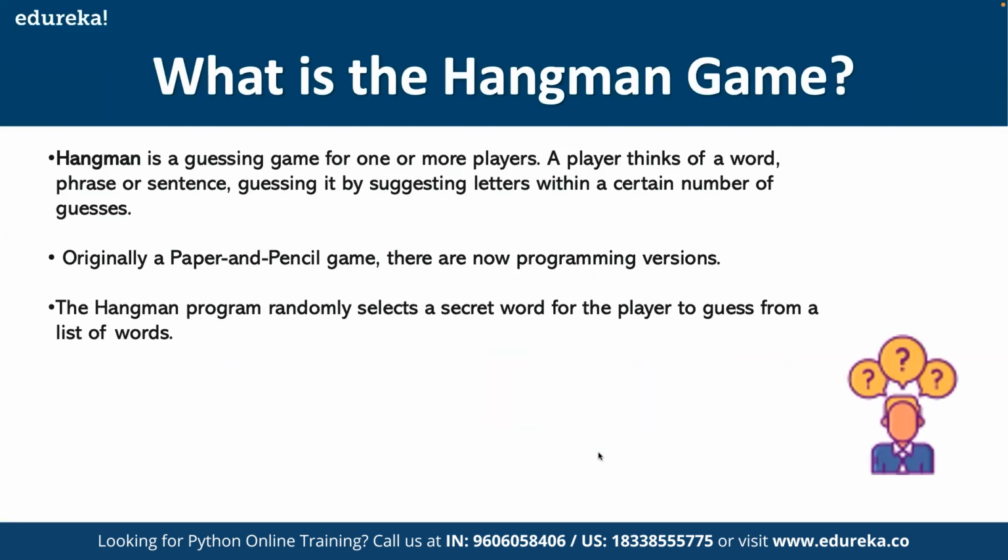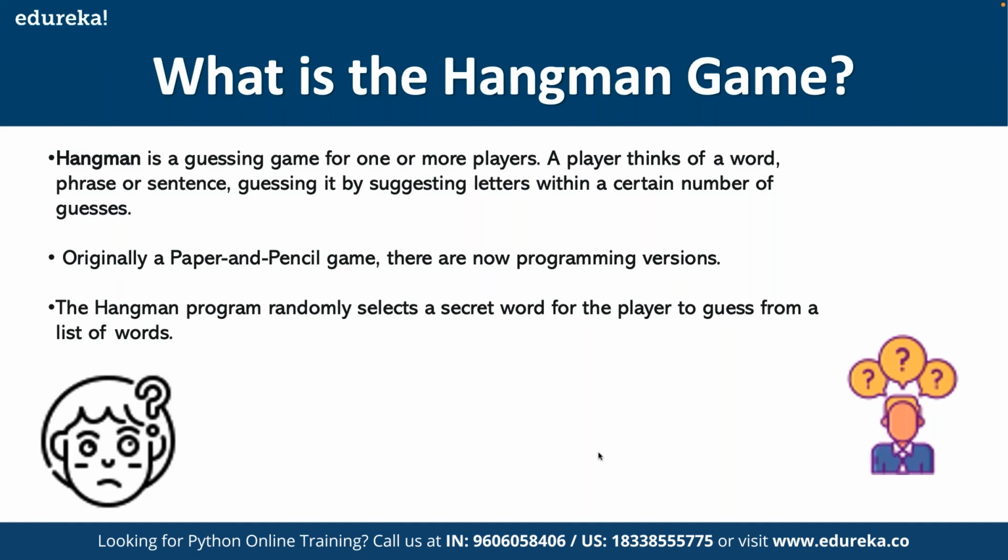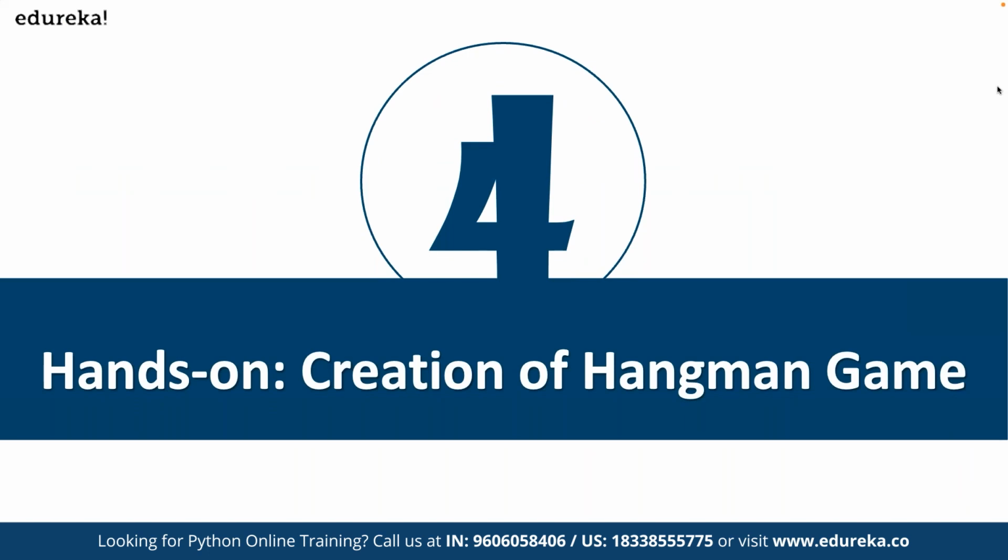So now let's talk about the Hangman game that we are going to create as we proceed further. Hangman is basically a guessing game for one or more players. A player thinks of a word, phrase, or sentence and the others guess it by suggesting letters within a certain number of guesses. The Hangman program is going to randomly select a secret word for a player to guess from a list of available words, and that is what is going to be created. All right, so let's get started.